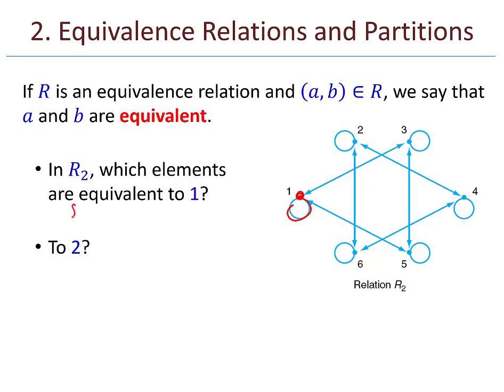Oh, maybe I'll start writing a set here. 1 is equivalent to 1. And then I look at where it's connected. It's connected to 3, and it's connected to 5. So 1, 3, and 5. All of those are equivalent to 1, and they are all equivalent to each other as well. Which elements are equivalent to 2? And that's the other triangle that lives in there, the 2, 4, 6.